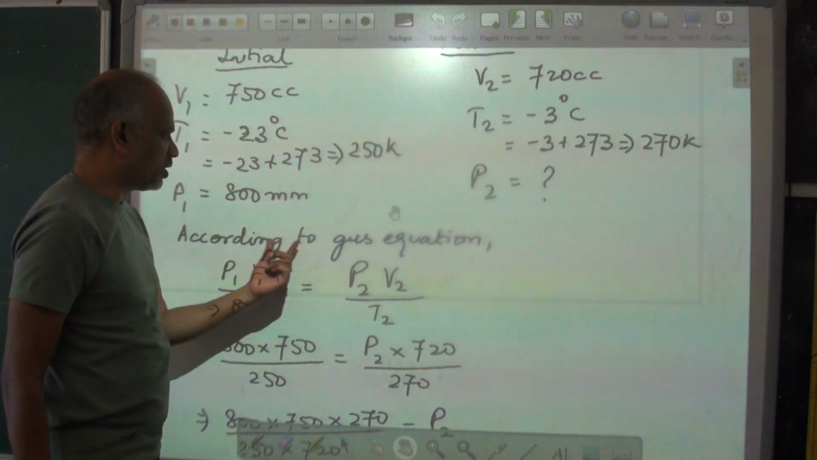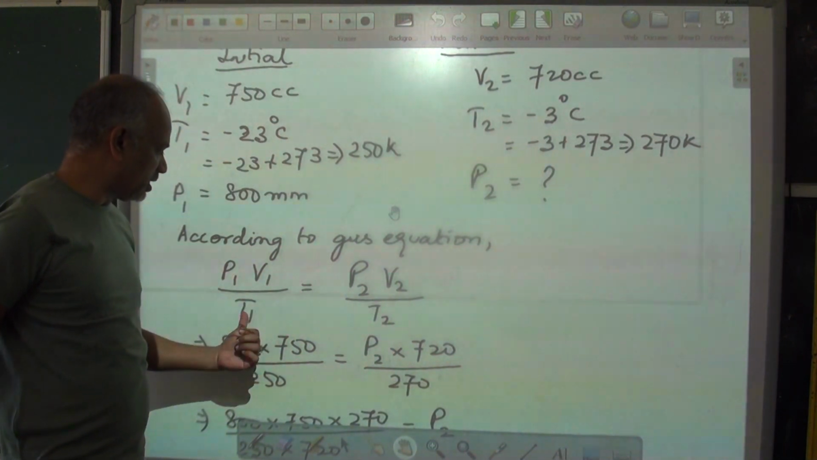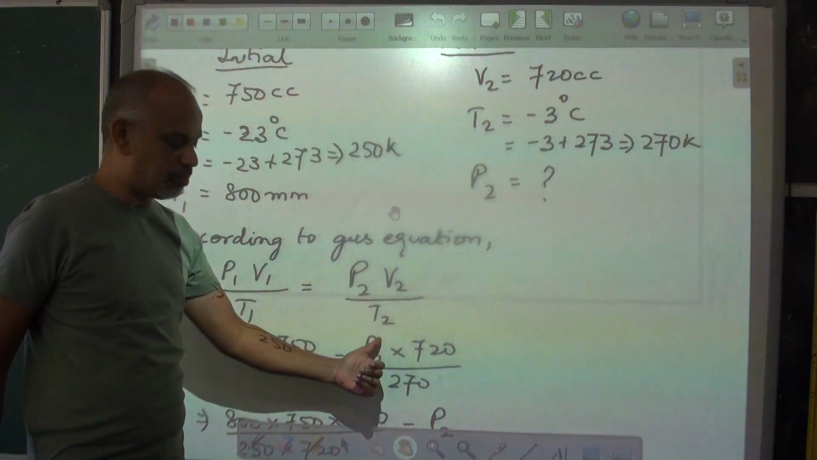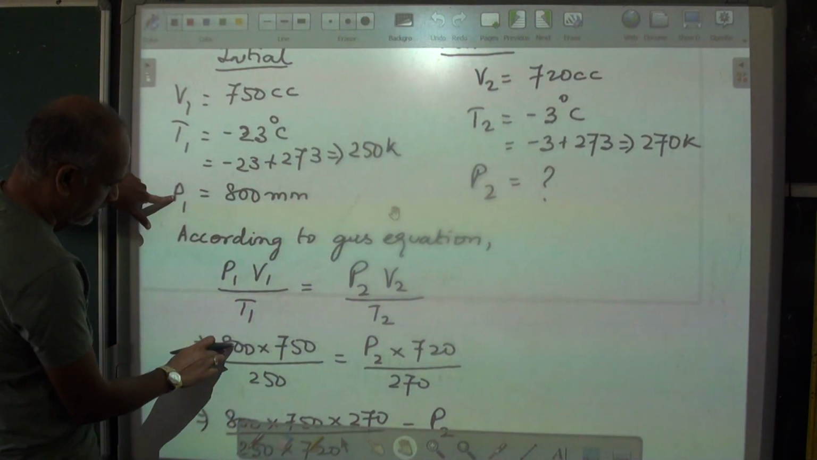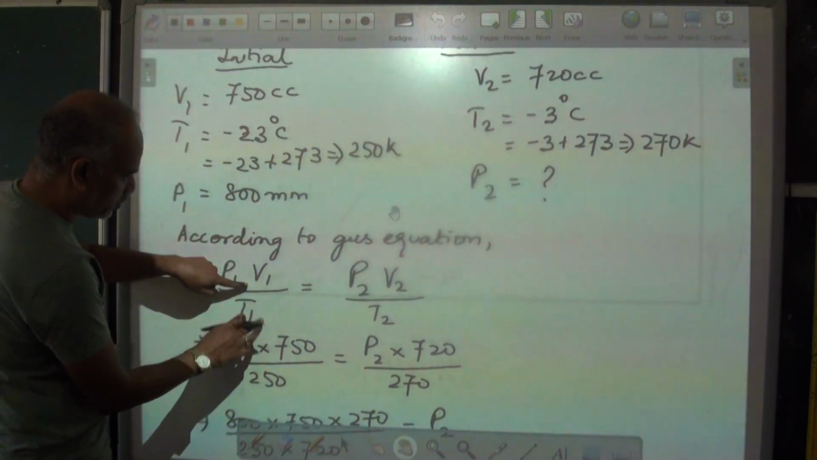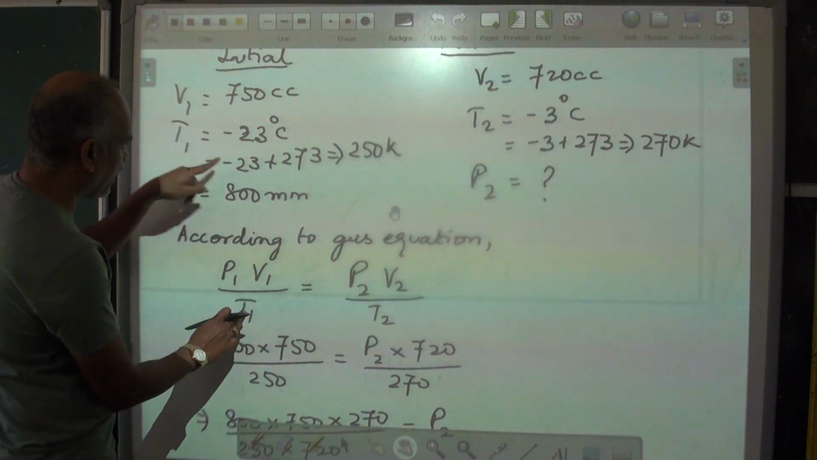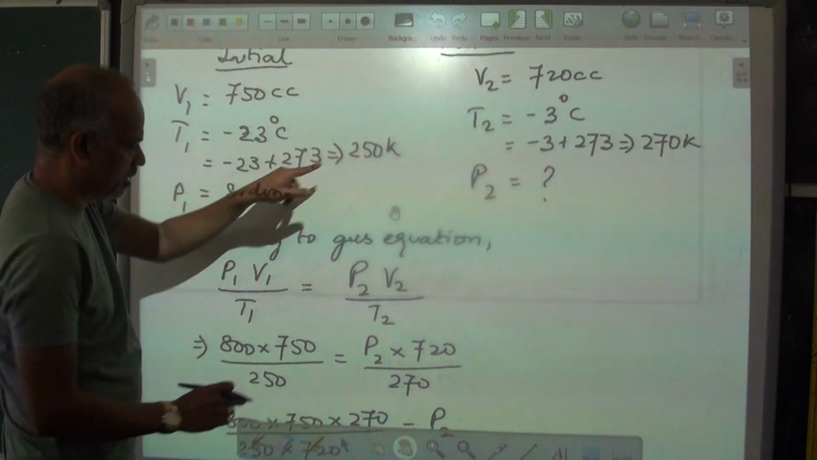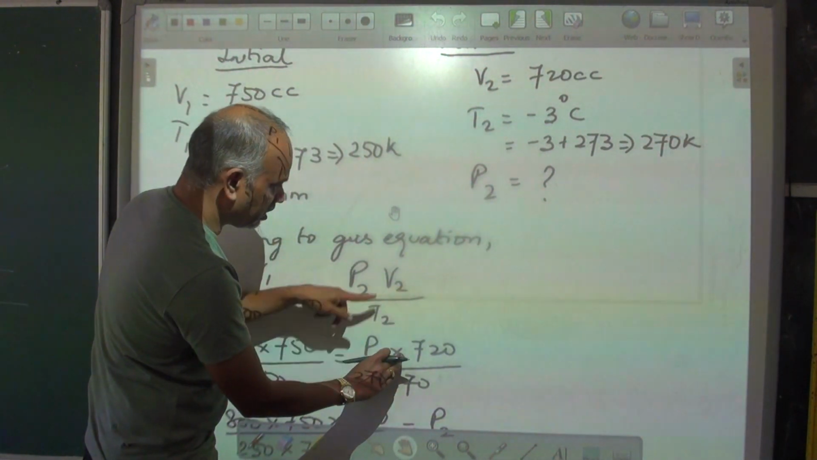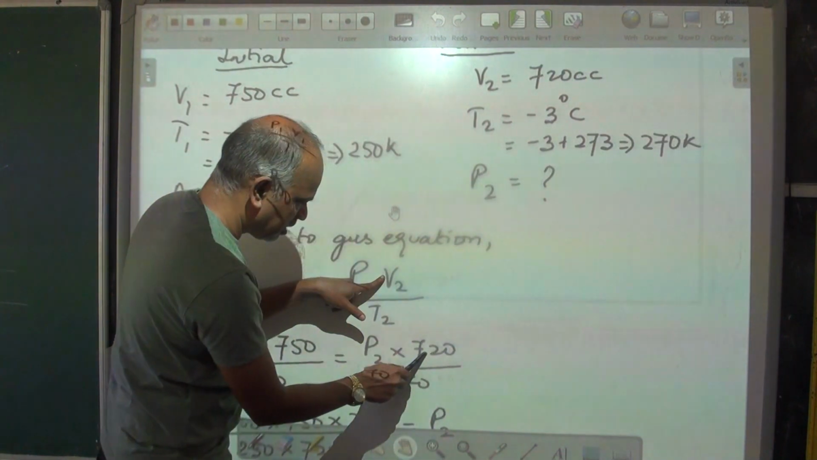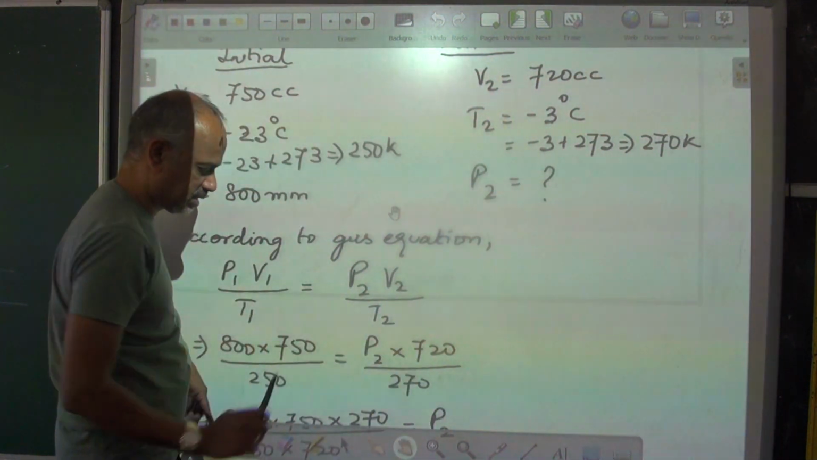So, according to the gas equation, P1 V1 by T1 is equal to P2 V2 by T2. Substitute the values. P1 is 800, V1 is 750, divided by T1 which is 250, is equal to P2 not known, so P2 into V2 is 720, divided by T2 which is 270.